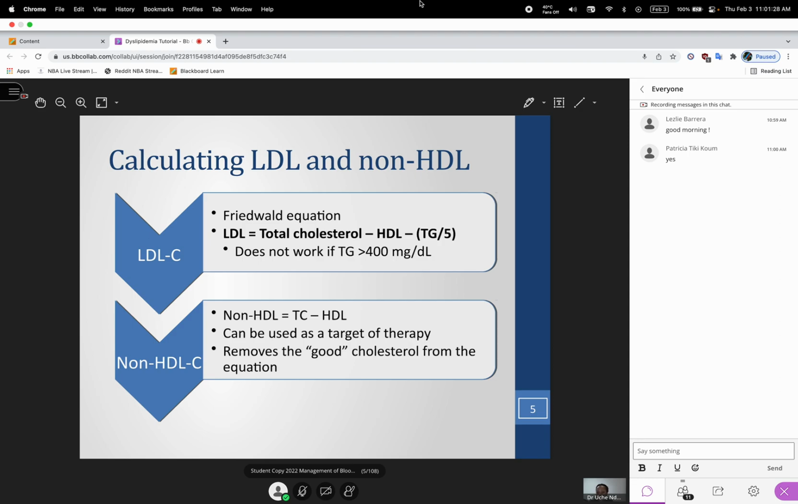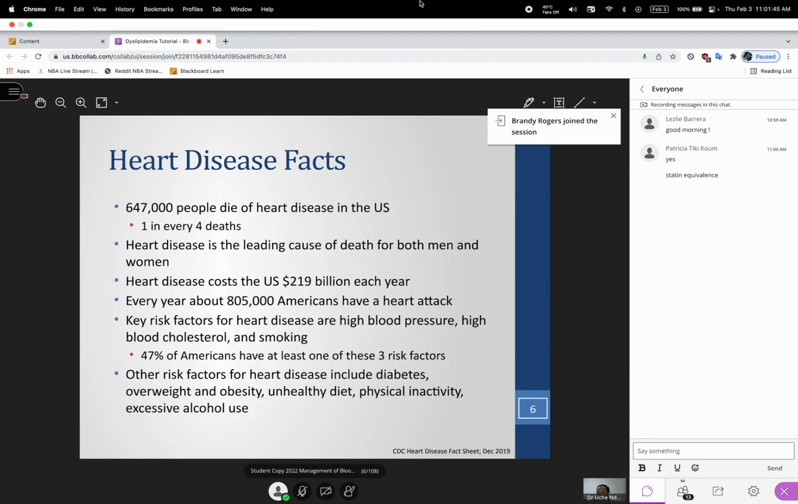All right, so I'm starting here with the Friedewald equation on how to calculate LDL. This is a formula you definitely need to know: total cholesterol minus HDL minus triglycerides divided by 5.